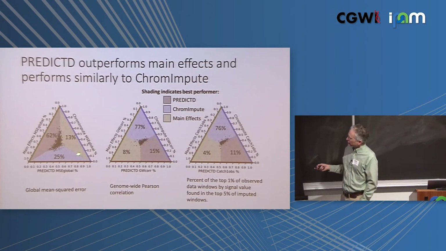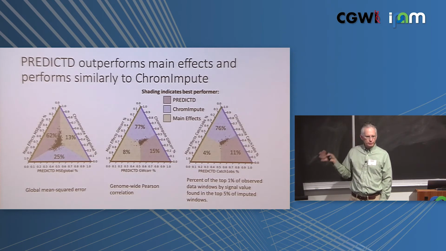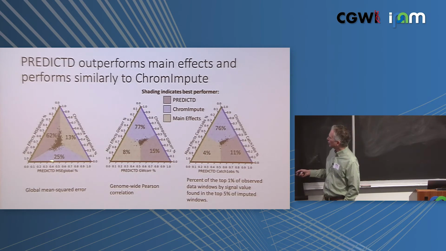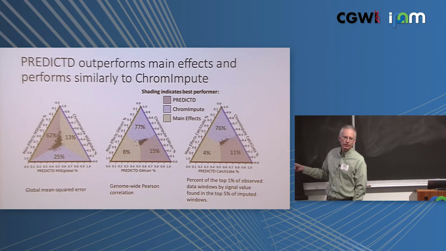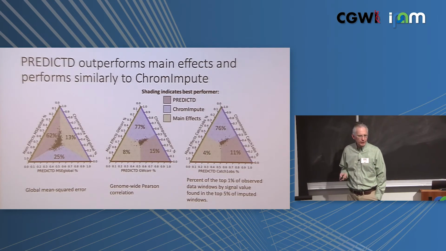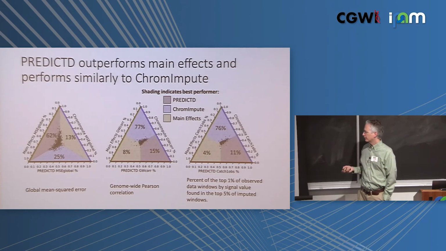What we see is that if we use the mean squared error, the global mean squared error between the real and the predicted data, the predicted is outperforming ChromImpute. So this is just that plot, and I've written down what percentage of the dots are within each of these 3. They don't always add up to 1 because some of them are directly on the line. Sometimes they tie. But 62% of the time, we're getting a better mean squared error from predicted.